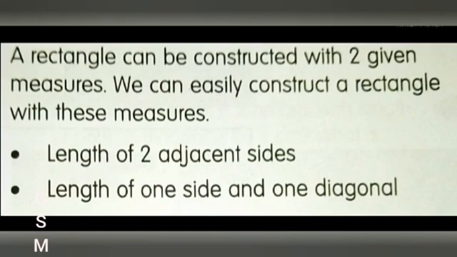A rectangle can be constructed with two given measures. We can easily construct a rectangle with these measures: length of two adjacent sides, and length of one side and one diagonal.